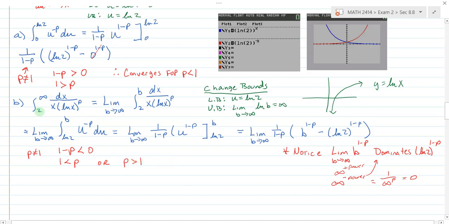So if we have the integral that's going off to infinity here, this is going to converge for p's greater than 1. And that's going to come into play in chapter 10 when we start talking about p-series tests. So depending on the bounds on this integral, on part A, we converged if p is less than 1, and on part B, we converged when we're going off to infinity for p's greater than 1.